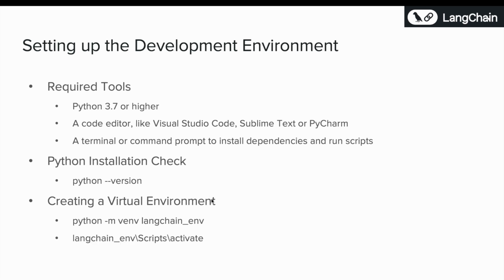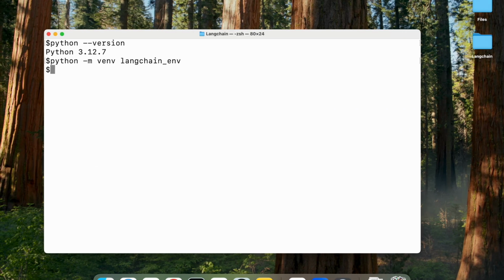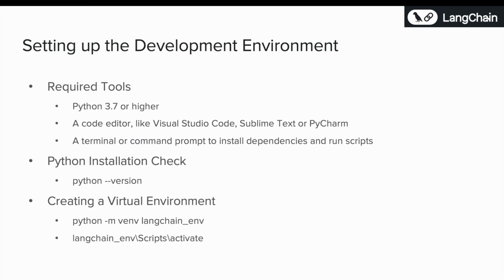Next step is to activate the virtual environment. With Windows, you'll probably say langchain_env\Scripts\activate, but with Mac, you'll probably say source langchain_env/bin/activate, and that will activate your virtual environment. If you see the name of your virtual environment here, that means your virtual environment is being used. Now you are in a virtual environment and we are ready to install our dependencies inside it. Now with our virtual environment set up, let's move on to installing LangChain and other dependencies.